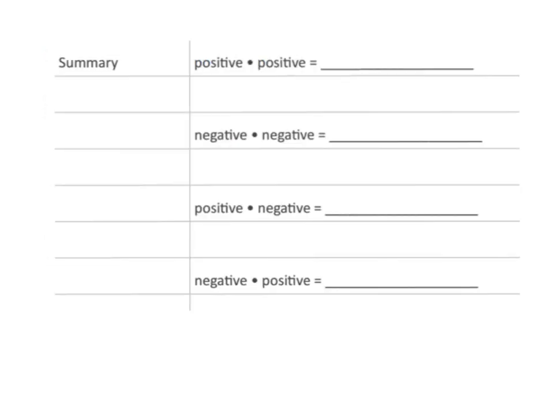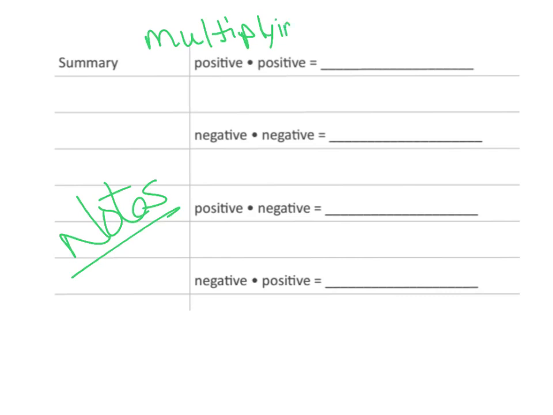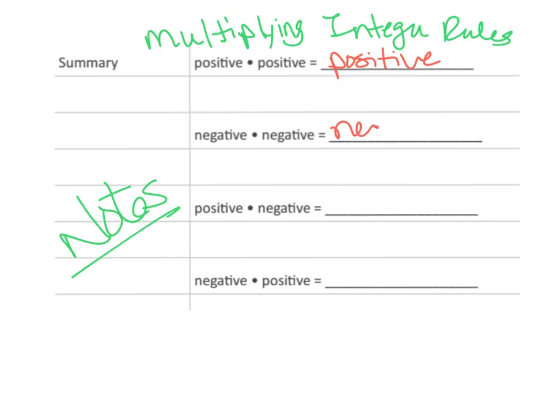Here we go. This goes into your notes, please. Multiplying integer rules. Here we go. First one is easy. Anytime you do a positive times a positive, you get a positive. Just like addition, anytime you do a negative times a negative, you get a positive.